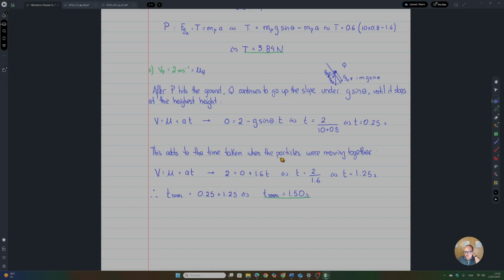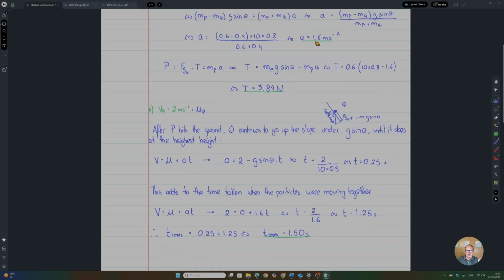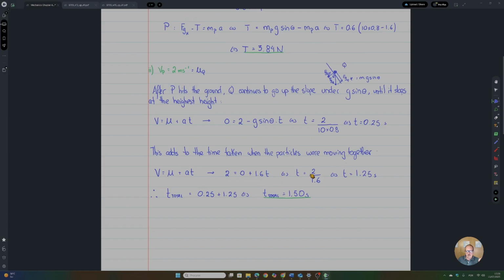Now, this adds to the time taken when the particles were moving together, the time that took for P to hit the ground, which is given by the same expression. Now, v is 2, u is 0. Remember that the question told you that the system was at rest at the beginning. a you just calculated on the previous question. So just substitute and calculate, the initial time is 1.25. So 1.25 plus 0.25, the total time is 1.50. Okay?